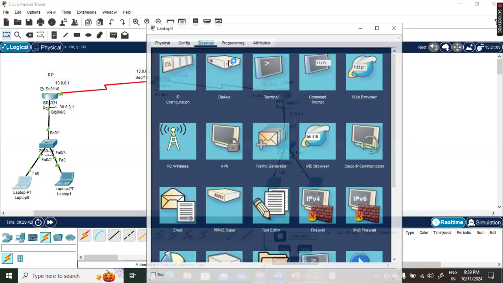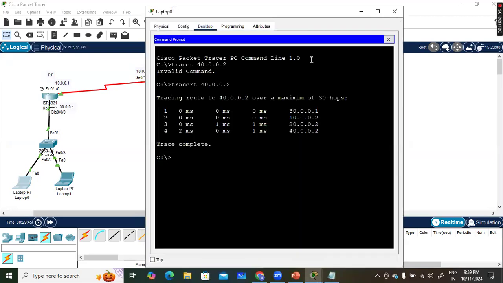Go to PC, command prompt. SSH -l R1 and then 10.0.0.1. Yeah, it's successful. Okay.